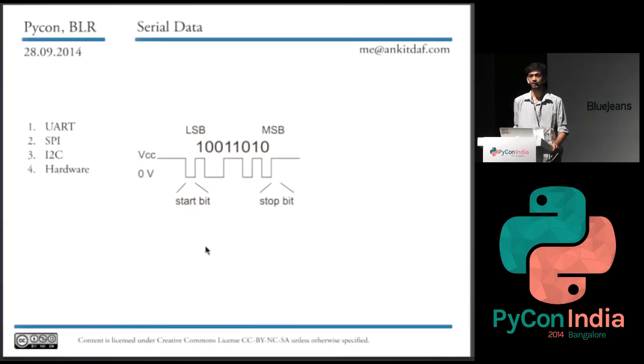And then there's hardware, which means you manually generate the signals. The signals that you see, the first three are handled by the Arduino itself. But the fourth one, it's up to you to generate it yourself, so you can write your own protocol if that works for you.